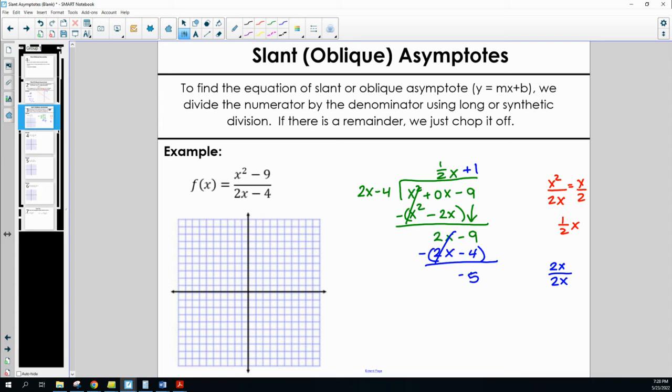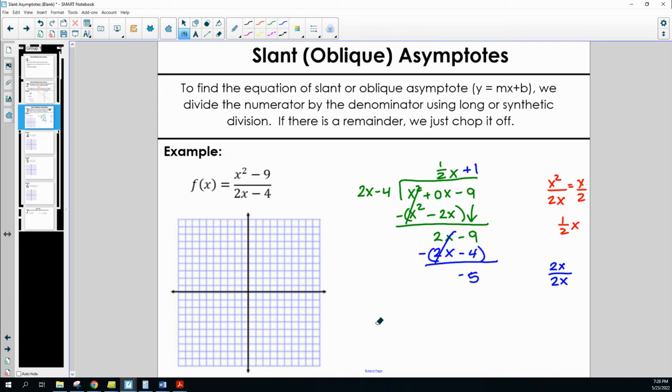That's our remainder. So when we're doing our slant asymptotes, we don't care about the remainder. We just want to chop off the remainder. So we only care about the part that's up here after we divide it. So this could have a remainder of 0. It could have a remainder of a number. It could be an expression. We're just going to ignore the remainder.